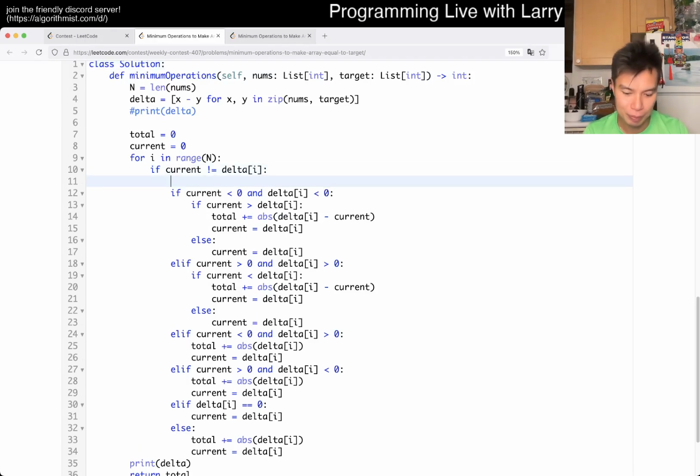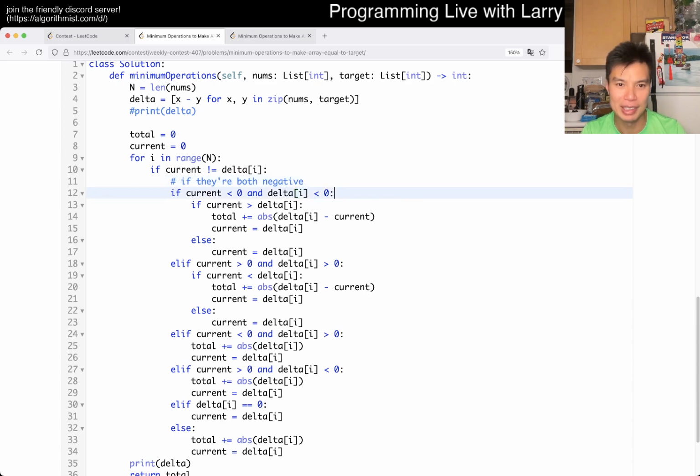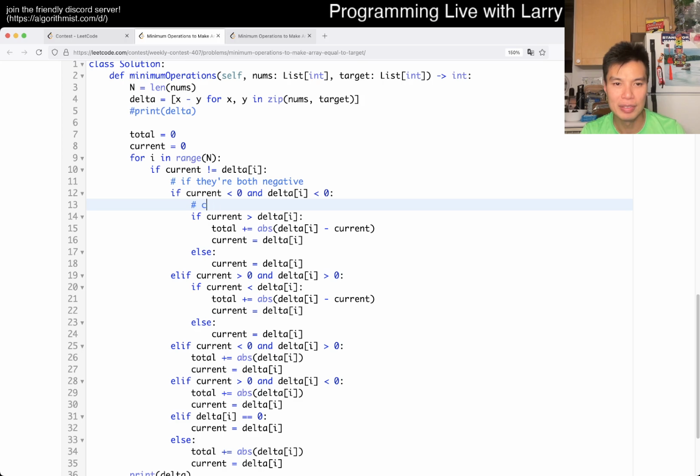So basically here, I'll add the comments. So if they're both negative, then, yeah, if they're both negative and current is less, okay, well actually if they're both negative, it's just here. Okay, if current is, this is kind of confusing to read because this is negative, right? So delta sub I is bigger, or bigger in the absolute sense, right?